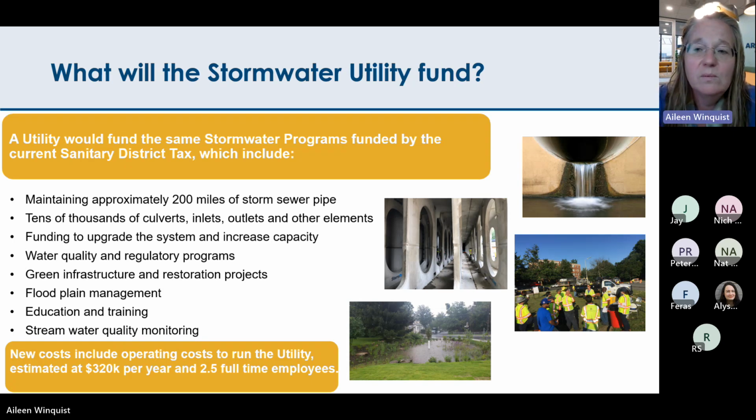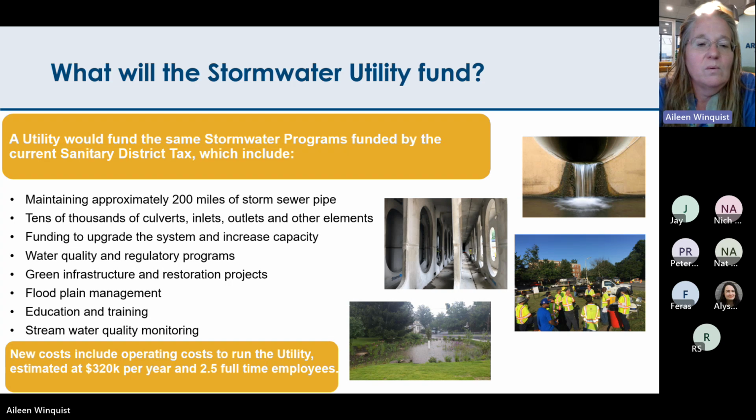So the stormwater utility will fund the same programs that are funded by the current sanitary district tax. And so this is really just a lot of the components of our stormwater management program. And that includes maintenance of over 200 miles of our storm sewer pipe and thousands of other elements of infrastructure, such as culverts and inlets and outlets, and other components that make up the storm system. We also are making investments, as we mentioned, to increase capacity and respond to severe flooding. So we are making those upgrades and improvements to the system.